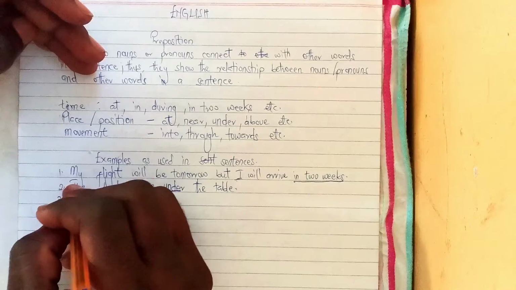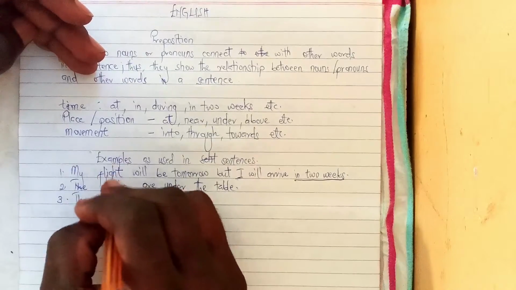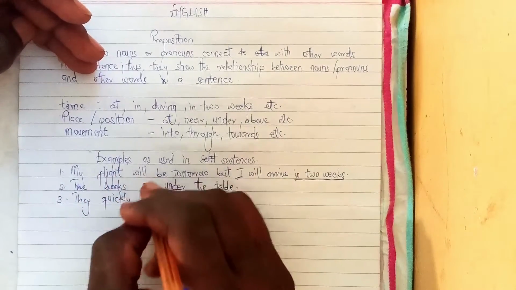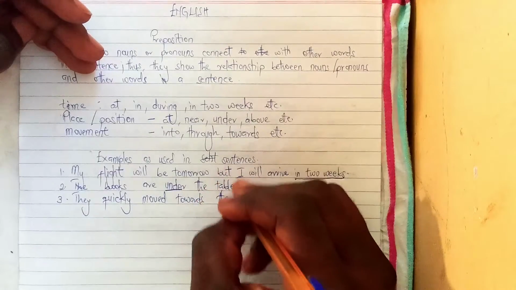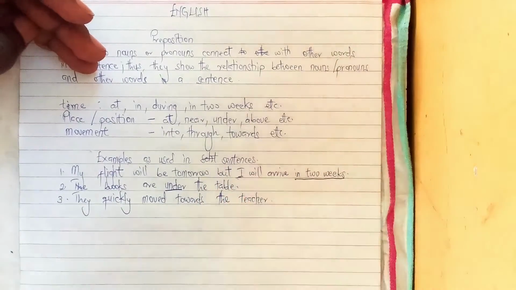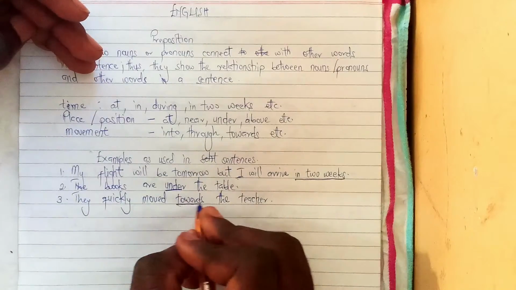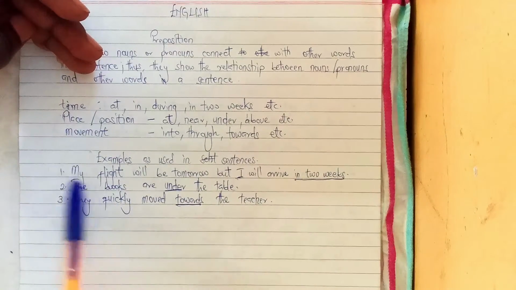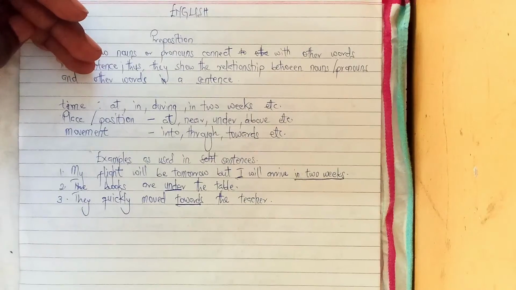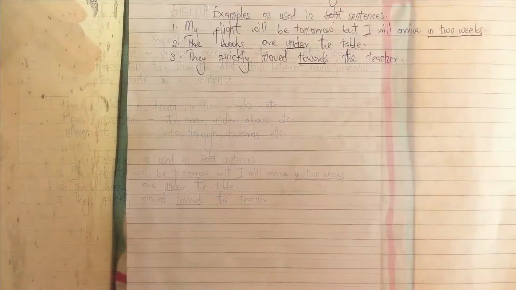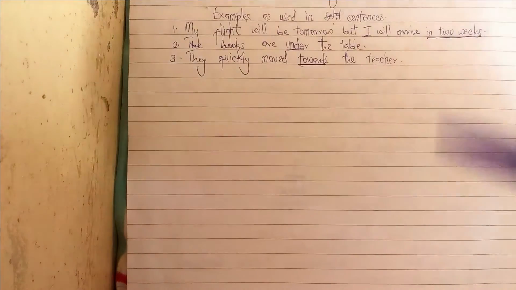Example 3. They quickly moved towards the teacher. And towards over here is an example of a preposition that is showing movement. So it is showing us the link between the pronoun over here, they, and the rest of the words in the sentence. Great. So these are examples in sentences.